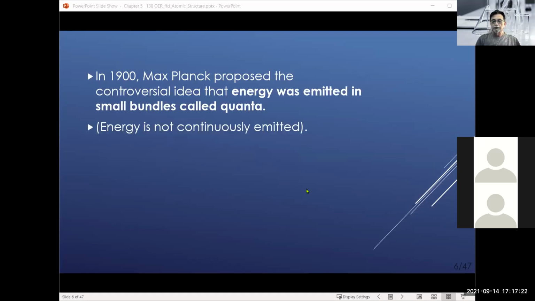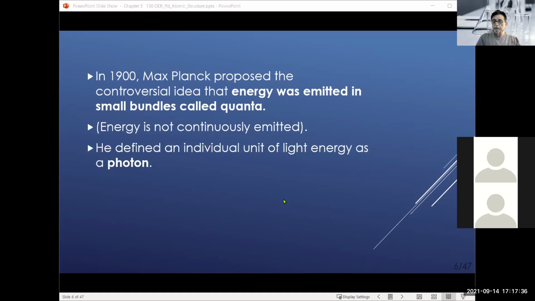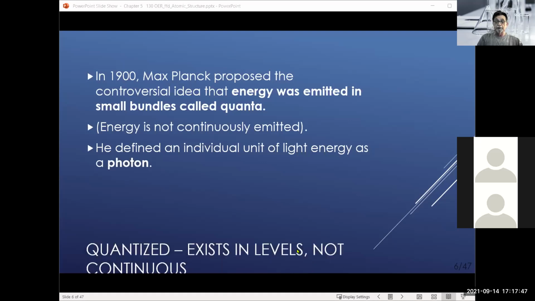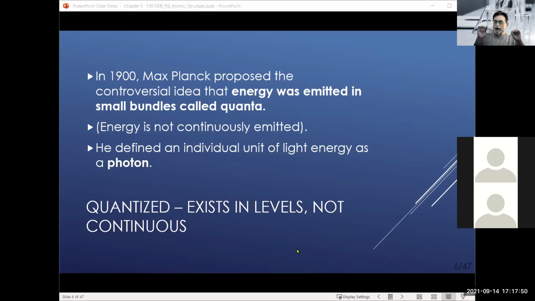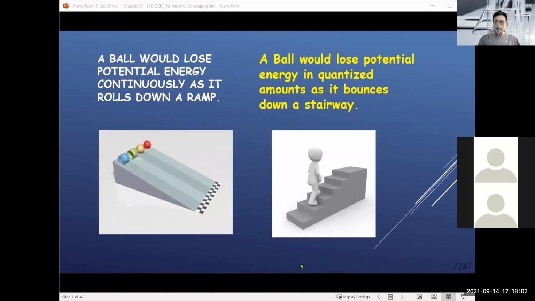There we go. So his idea was that energy was not a continuous process. It was emitted in specific quantities of energy, or quanta, okay? And he defined every individual unit of light, he called it a photon. Hence, your sci-fi fans, photon torpedo, that makes sense now. All right, so he proposed the energy exists in levels and was not continuous, and therefore is quantized. Quantized means very specific energy levels.